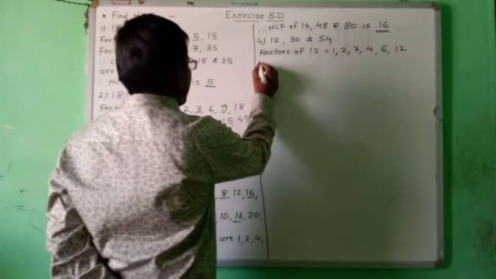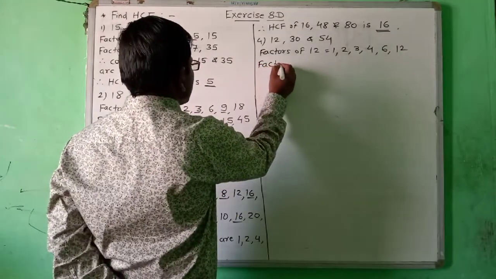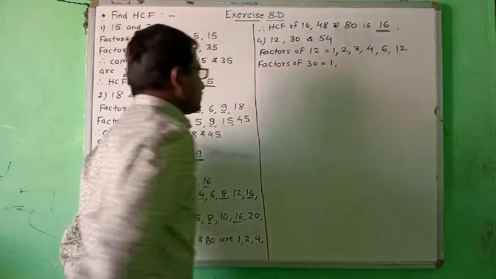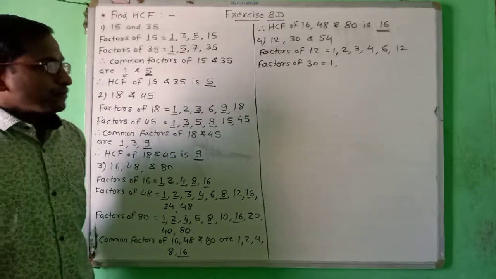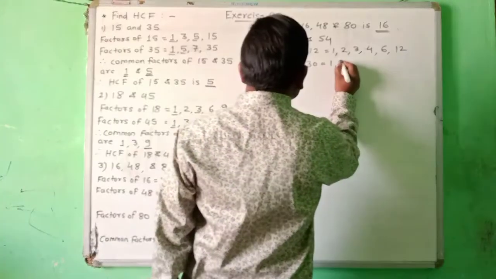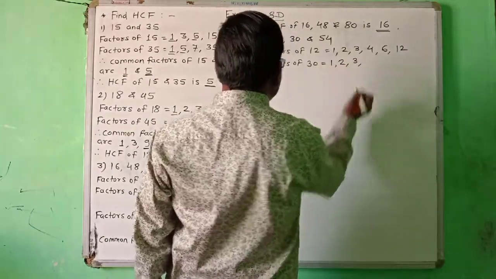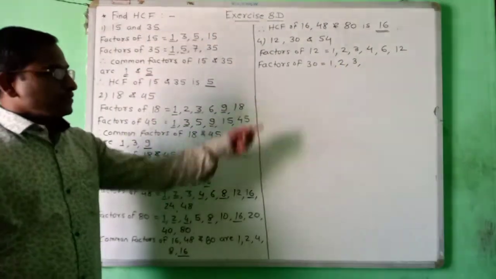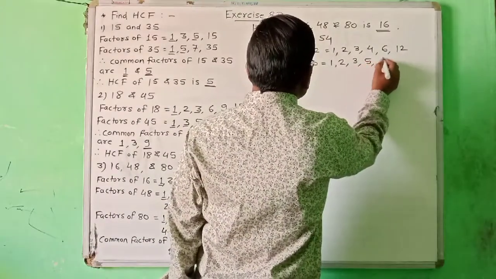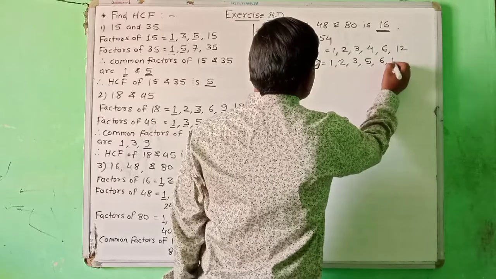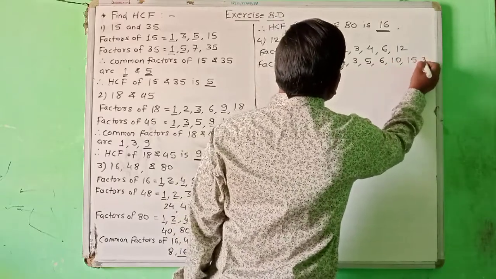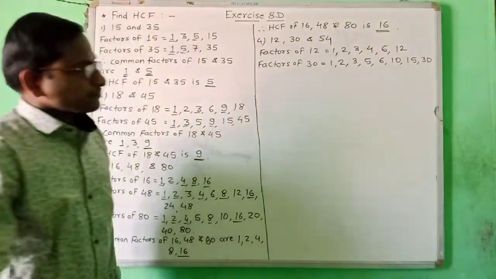Then next you find factors of 30. Again 1 is a factor of every number. 2 is a factor of 30: 15 2s are 30. 3 10s are 30. Then 4 is not a factor of 30, but 5 is. 5 6s are 30, 6 5s are 30. Then 10 3s are 30. 15 2s are 30, 30 1s are 30.